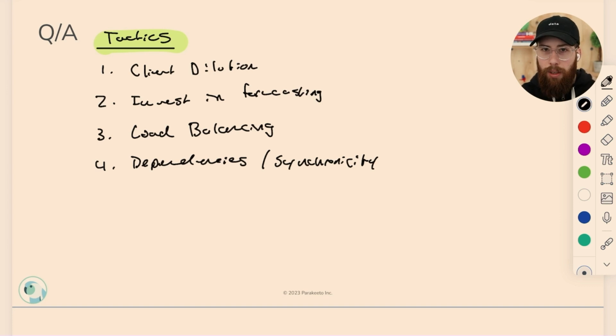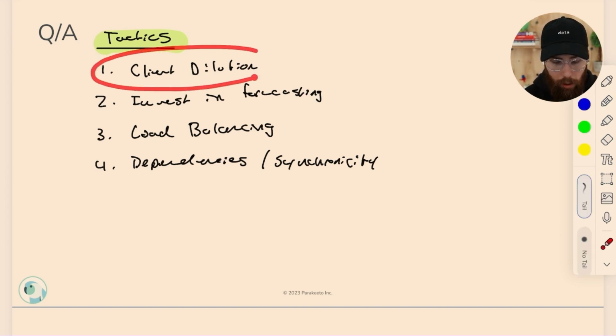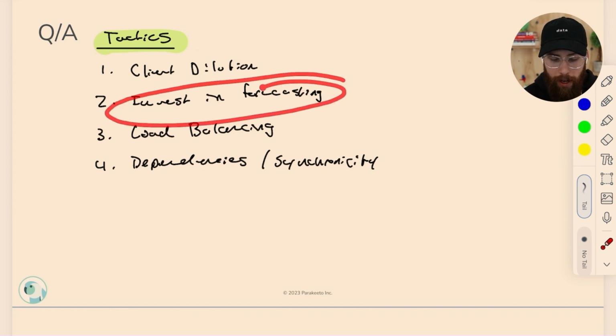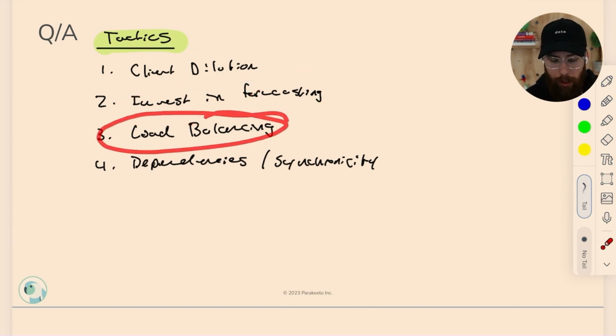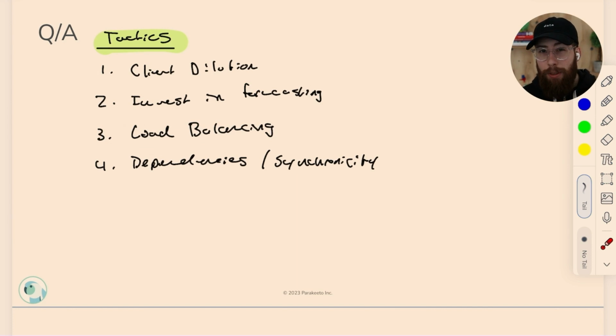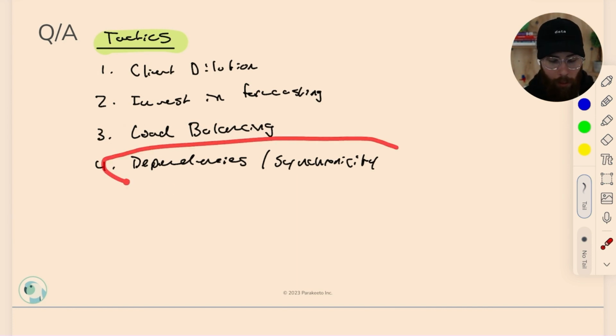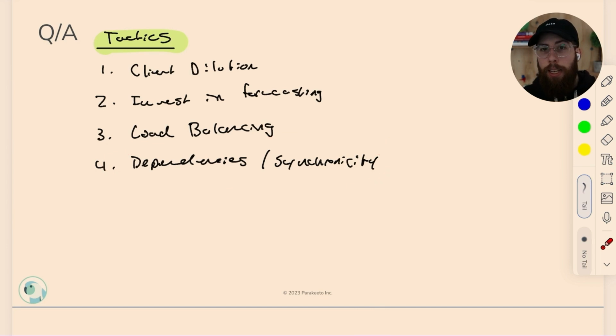So those are some of the highest leverage places to focus: trying to decrease client dilution, investing in forecasting so you can balance your capacity to your work, focusing on load balancing within teams and making sure that work is getting spread out between individuals, and then looking at the way that projects actually happen and decreasing the risk of dependencies and synchronicity creating unused time because somebody is blocked from being able to contribute to the work they need to do.